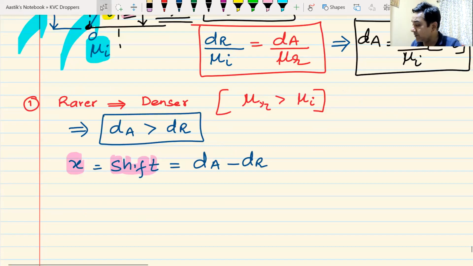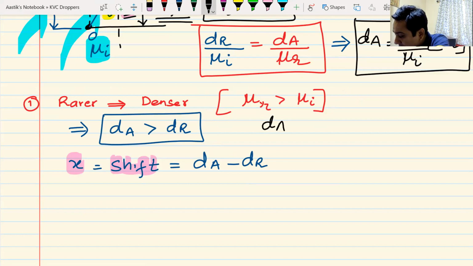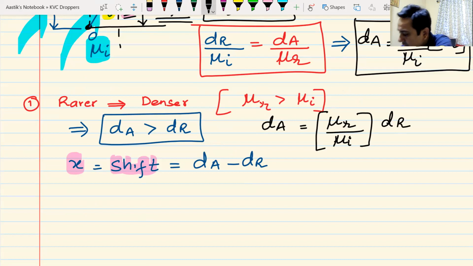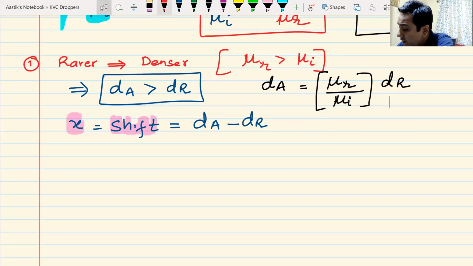Remember the formula remains the same. The formula for apparent depth is always equal to the refractive index of the second medium divided by the refractive index of the first medium, multiplied by the real depth. The formula remains the same. I can now write the formula for case number 2. For case number 2, it is going from denser medium to the rarer medium.